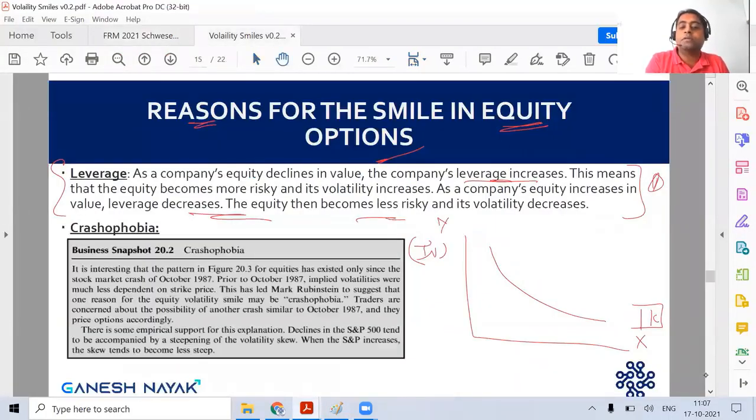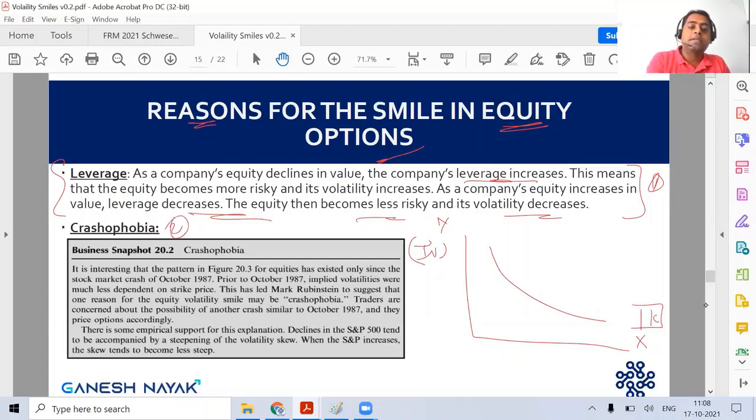That is the first reason that has been given over here. Read that first reason. Leverage is basically how much debt you have. And we are assuming that the debt is constant. It is not changing. Only the stock prices are changing. Right, Jinesh? Rest of the people, kindly read that first point. So one of the reasons of an equity product showing such a behavior is the leverage.